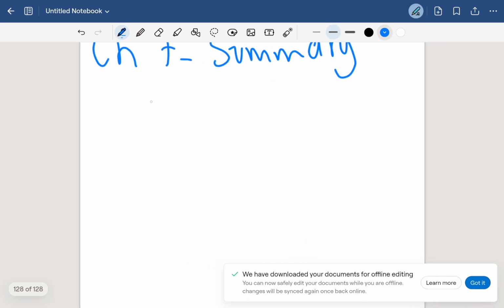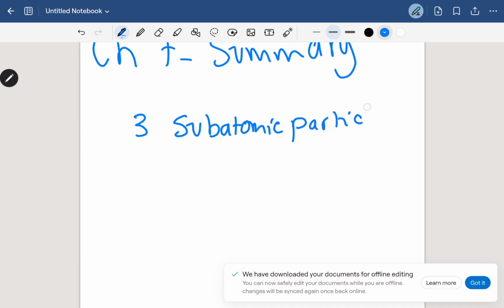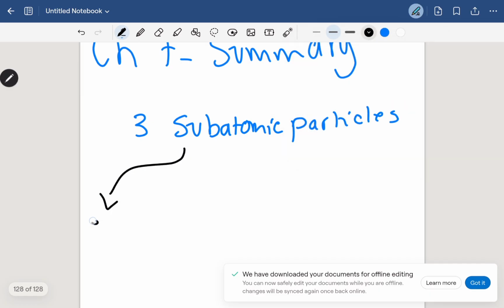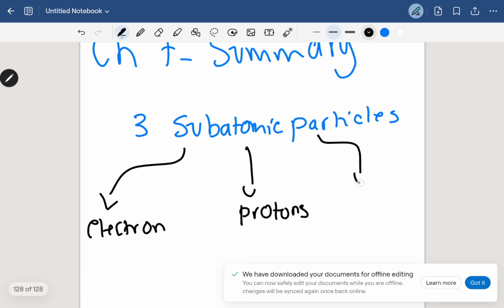The only thing we need to know is that there are 3 subatomic particles. Now, I'm pretty sure we all know these 3 subatomic particles. You probably don't know them by name because we never used to denote them as subatomic particles. But in fact, they are, first of all, the electrons, then the protons, then the neutrons.